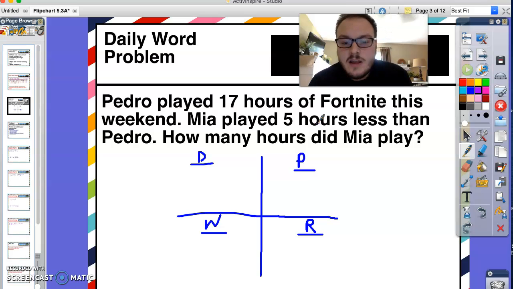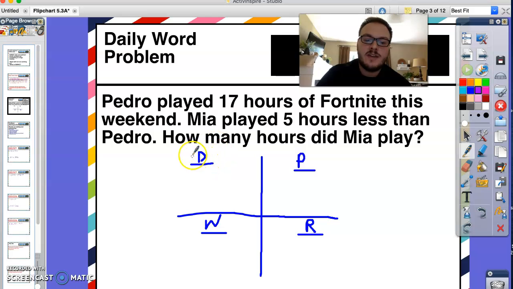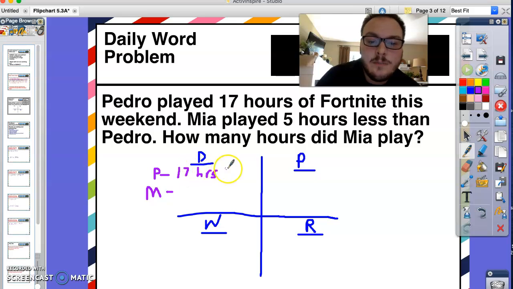Now this is a very easy problem that you can probably do without the PPSP, but I want us focusing on how to solve it with that. So the first part is our data. Remember, data are numbers and labels. So we know that we have Pedro, and Pedro played 17 hours, and we're going to record all of that. And now we have Mia with 5 hours less than Pedro.